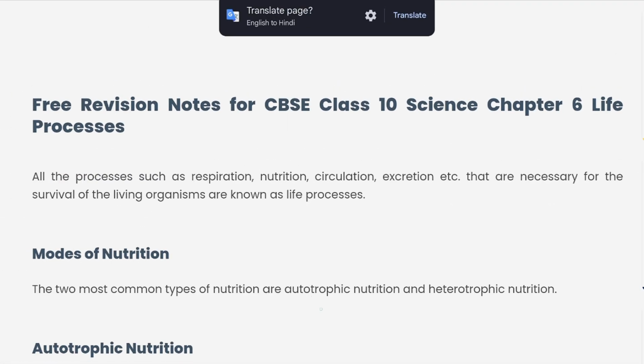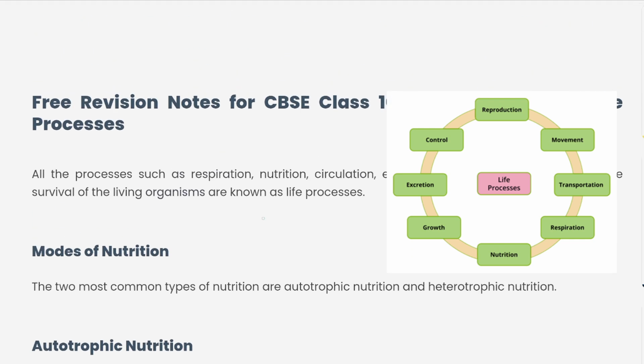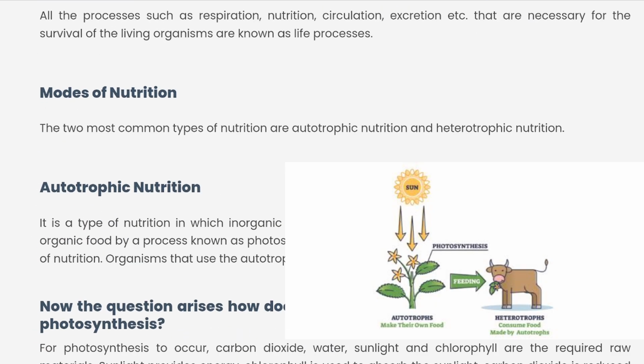All the processes such as respiration, nutrition, circulation, excretion etc. that are necessary for the survival of the living organisms are known as life processes. Modes of nutrition. The two most common types of nutrition are autotrophic nutrition and heterotrophic nutrition.